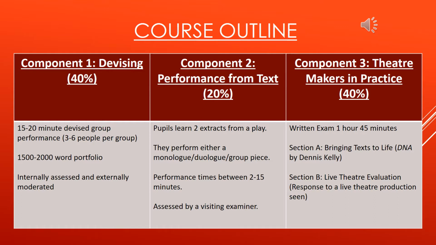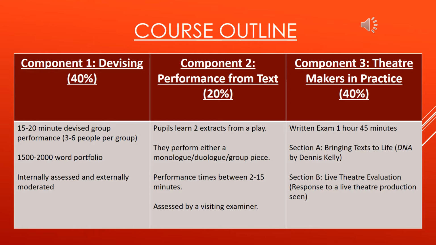Then we move on to component 2, which is the performance from text. This is where they learn 2 extracts from a play, which I choose for them and cast them because I think I've been doing this a while and I know what will suit them best. And they perform either a monologue, a duologue, or a group piece. So they, in theory, could do 2 monologues, or they could do a monologue and a duologue, or a group piece and a monologue. It just depends what the play is and which extracts we look at that we feel suits them the best to get them the best grade.